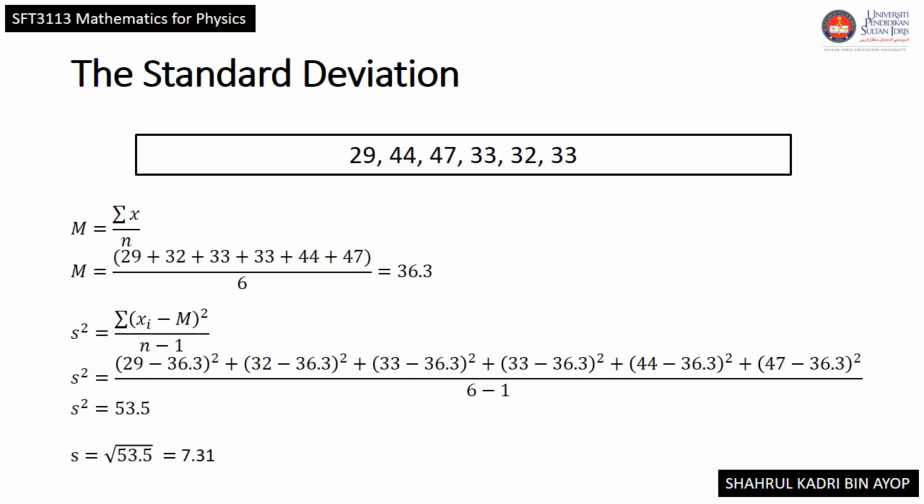For example, we have this set of data. So first, we have to determine the mean value for this set of data, which is 36.3. And after that, we can calculate the variance. The variance for this data is 53.5. And after that, we can calculate the standard deviation. And as you know, the standard deviation is the square root of variance. So we just have to take the square root of 53.5 and we get 7.31.